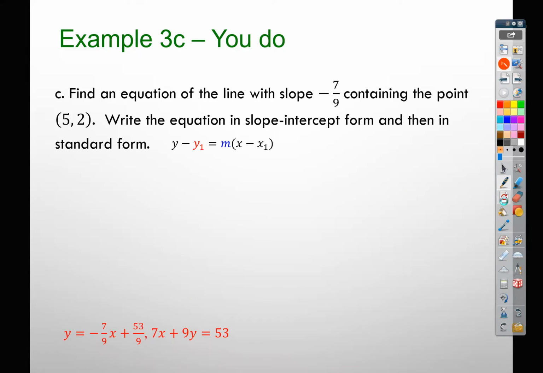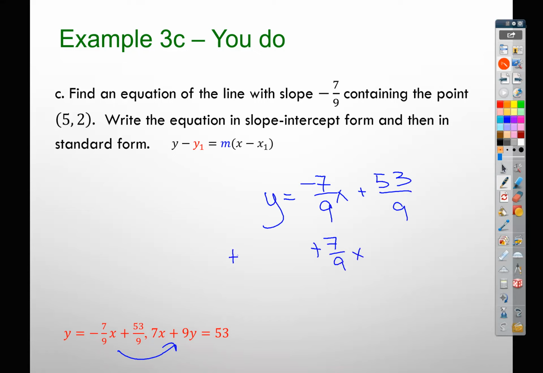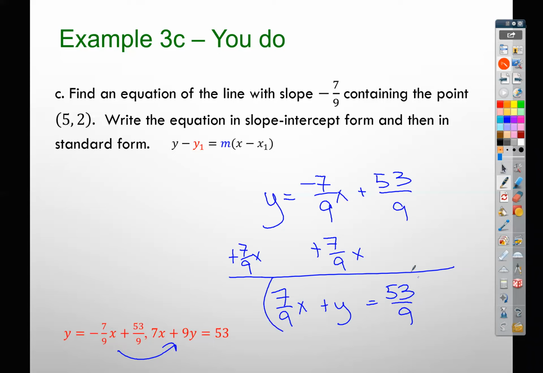So some of you may be wondering how to get from slope intercept to standard. So I'm going to just show you that real quick, because this one has a fraction. So slope intercept, you ended up with this. And then you need to go to standard form. So first you would move the x in front of the y. So you get 7/9 x plus y equals 53/9. But remember, in standard form, you can't have any fractions or decimals. So you multiply by the least common denominator, which is 9. And that's how they got 7x plus 9y equals 53, right there.